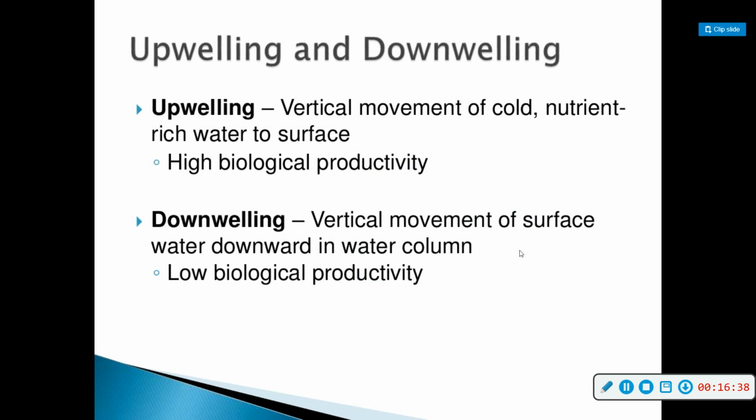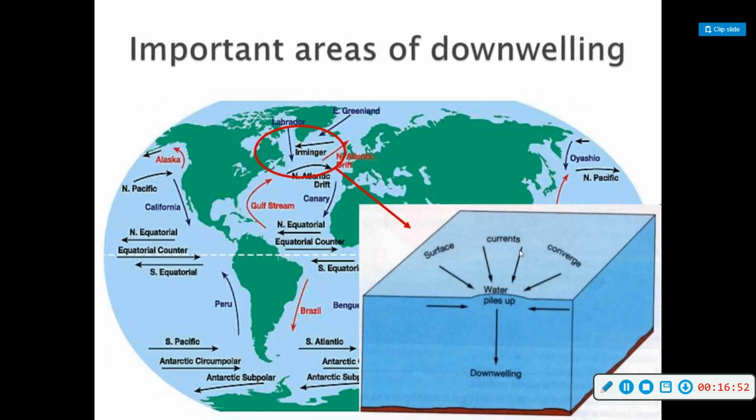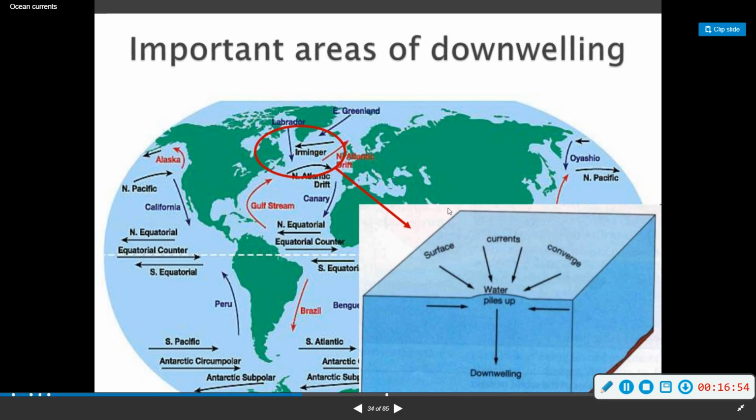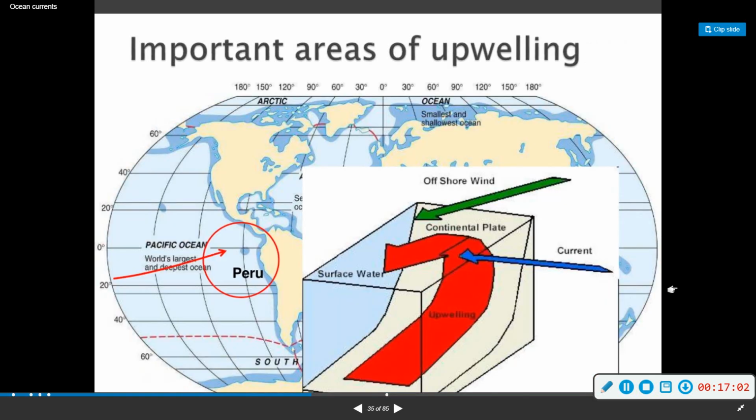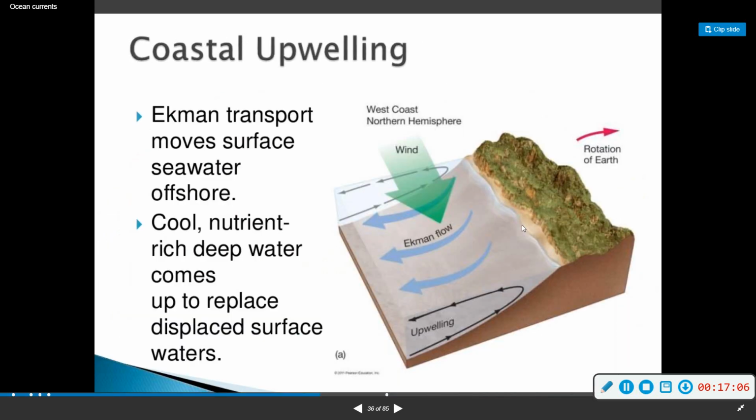So upwelling, you have vertical movement of cold, nutrient-rich water to the surface. High biological productivity. Downwelling: vertical movement of seawater downward in the water column. Low biological productivity. So this is showing you areas of downwelling. This is showing you a really good area of upwelling.